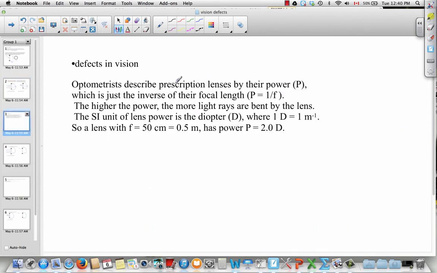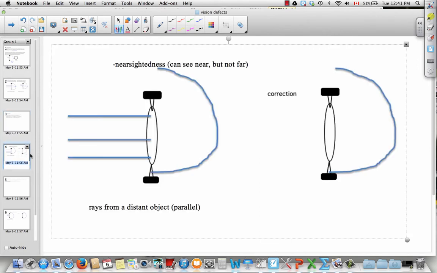Now, of course, that situation doesn't last forever, and eventually your lens loses the ability to accommodate and change in shape. At that point, you have a vision defect and you need a corrective lens. These lenses are prescribed on the basis of their power, and the power is just the reciprocal focal length. So if you had a 50 centimeter focal length corrective lens, that's 0.5 meters, 1 over 0.5 is 2, so your prescription would be 2. And it can be 2 positive or 2 negative, depending on whether you have a focusing lens or a diverging lens. Let's examine 2 common vision defects.